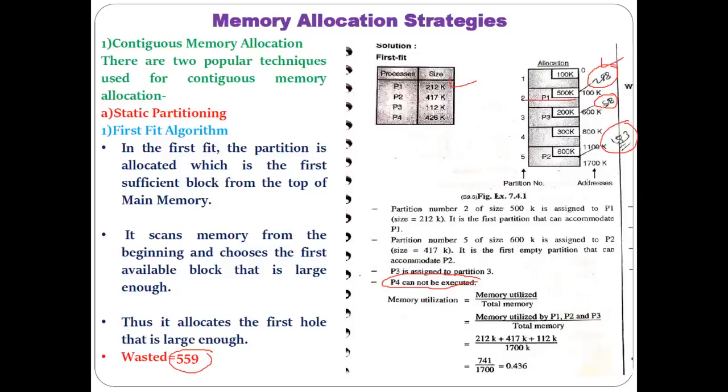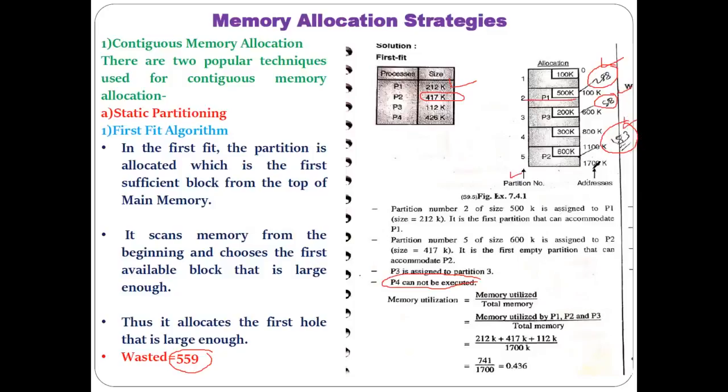In case of partition 3 also, only 88K is utilized, and only 417K is used. What is the unused memory here in case of partition 3? It is more than 88K. Understood? The same is the case in partition number 5 also, where 183K is unused memory.